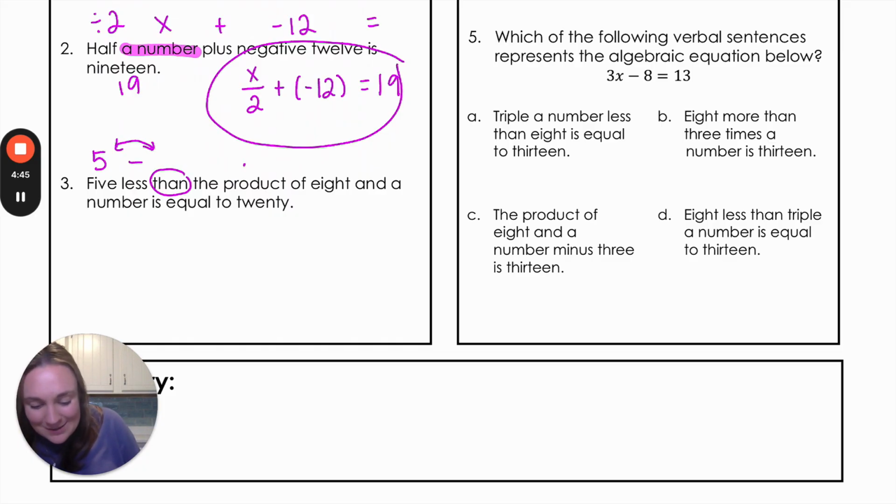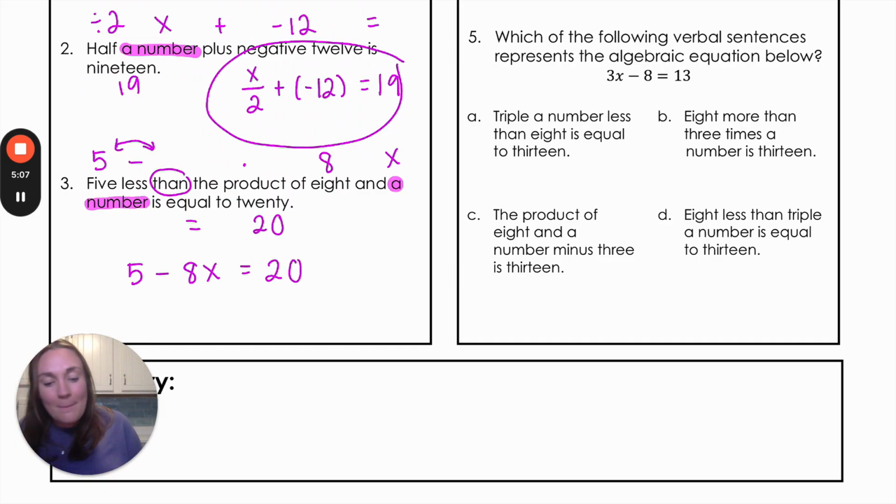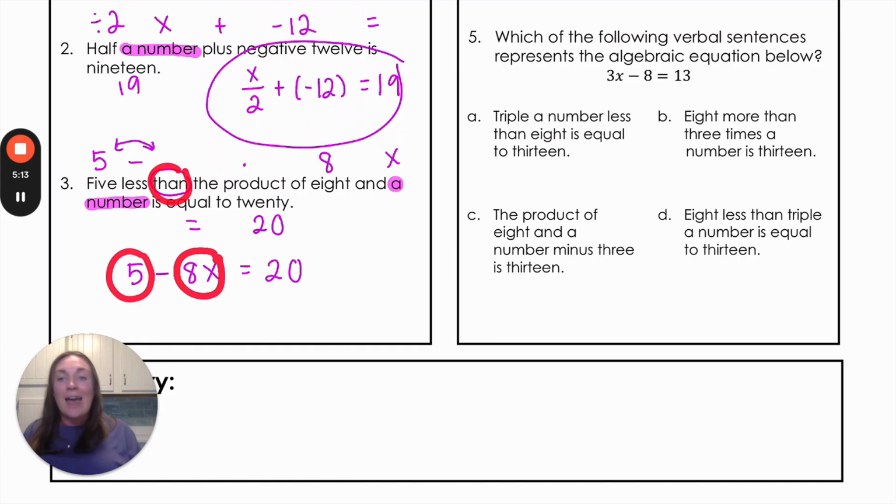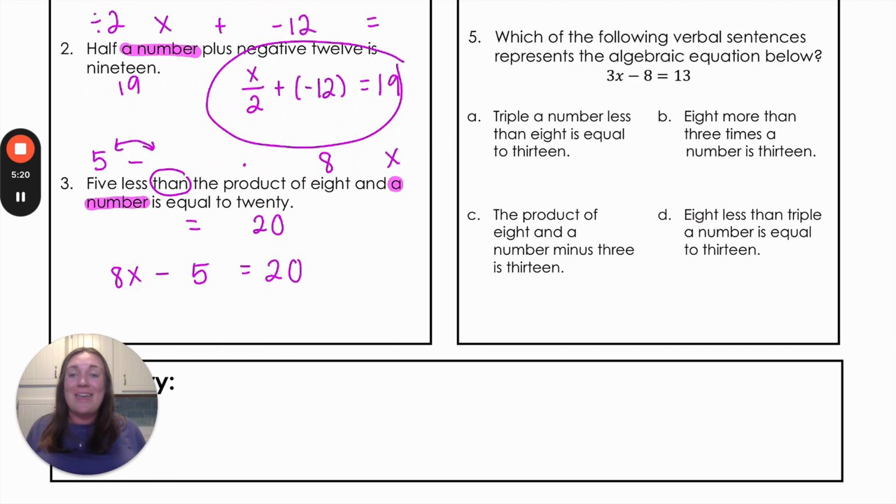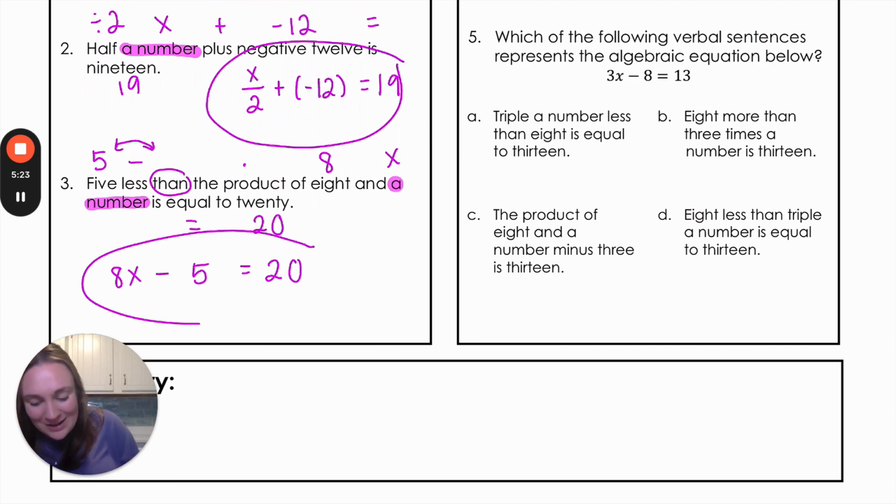So the product tells us to multiply 8 and a number, there's our x, is equal to 20. So if I was going to write this without that switch word, right, I would have my 5 minus the product of 8 and x, which is just 8 times x, equals 20. But because we have the switch word here, I have to take whatever's before and whatever is after that subtraction sign, and we are going to flip the order. So the correct way to write this would be 8x minus 5 equals 20.